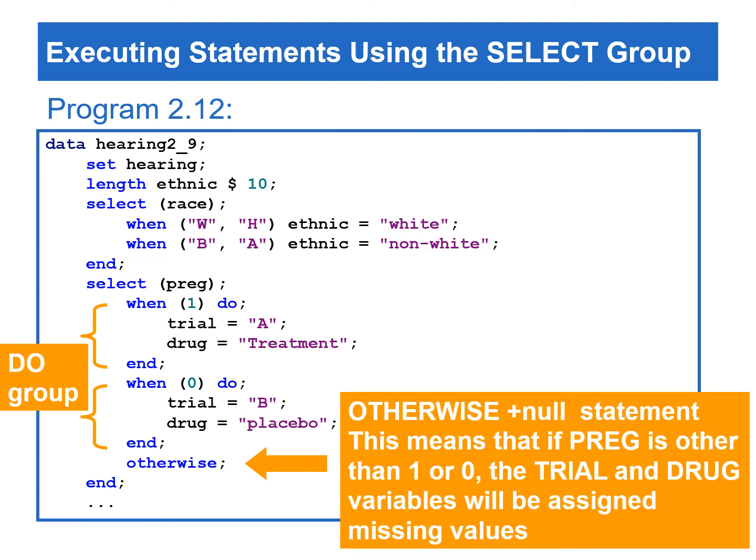The second select group creates the trial and drug variables. The do group is used to group two assignment statements for each when statement. The otherwise statement is used without using an additional statement after the keyword otherwise. This means that if preg is other than 1 or 0, the trial and drug variables will be assigned missing values.